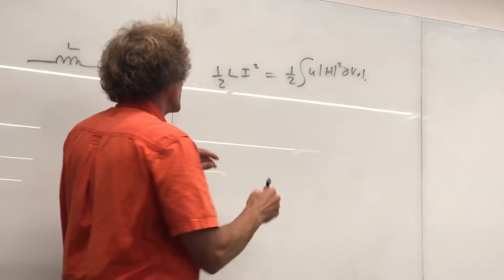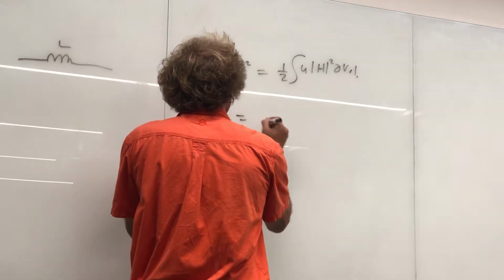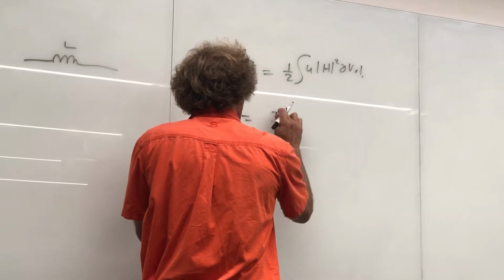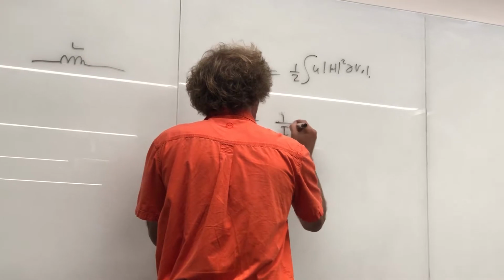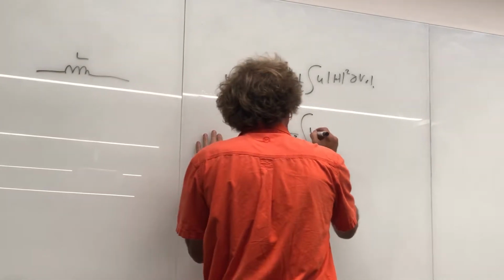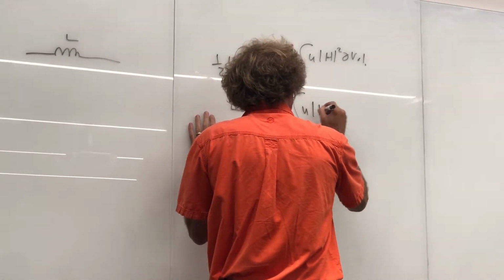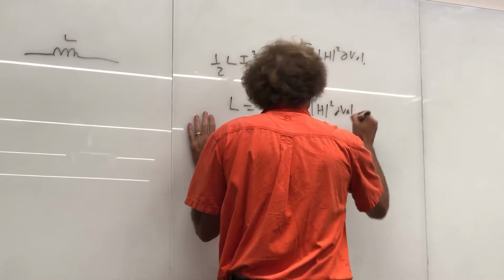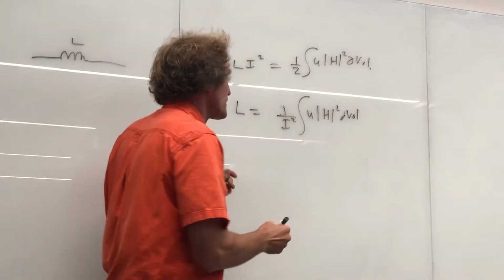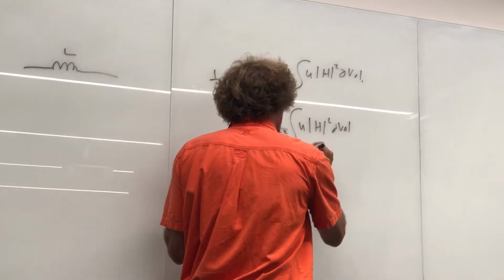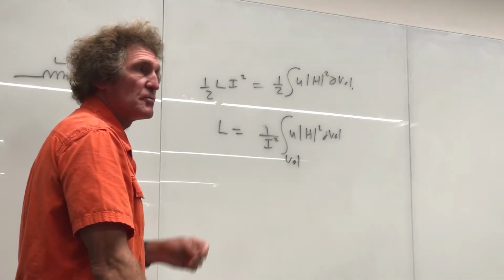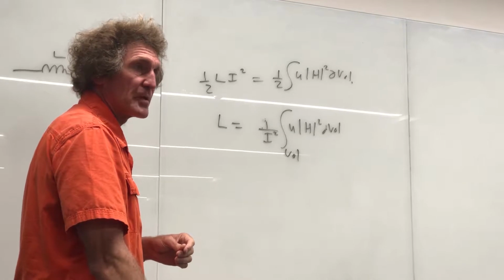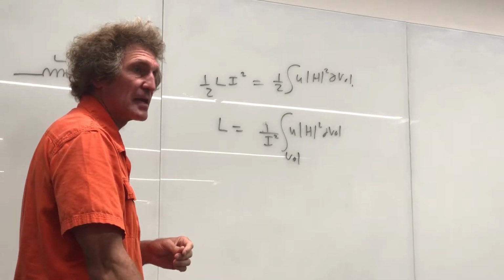So we could always find L by simply saying 1 over I squared times the integral of mu times magnitude of h squared over the volume. That's over the entire volume, where the magnetic field exists, created by that current I. So usually with the problems, this is one method. It's the magnetic energy method of calculating the inductance.